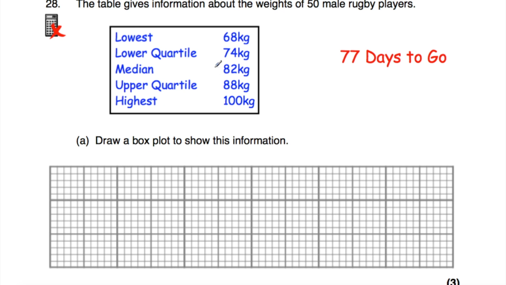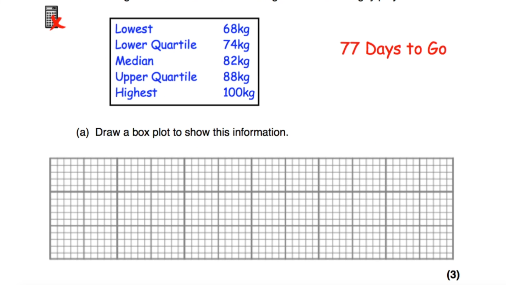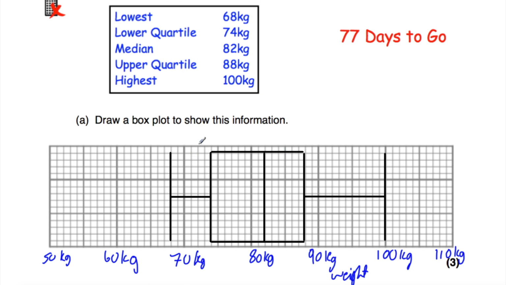Okay, so question number 28, we've been asked to draw a box plot. So I'm just going to draw this box plot now because we've got the lowest, the lower quartile, median, upper quartile, and highest. So we don't need to work anything out. We just need to plot them. I'm just going to do a scale here, 50 kilograms, 60 kilograms, and that's it. So I've just drawn our box plot.